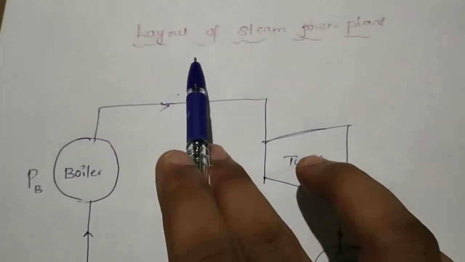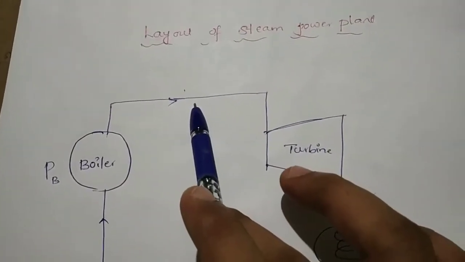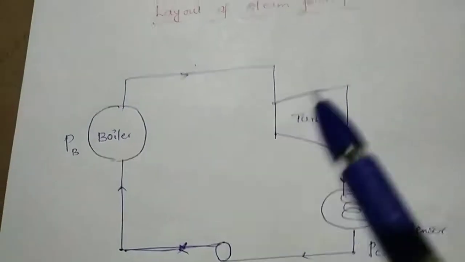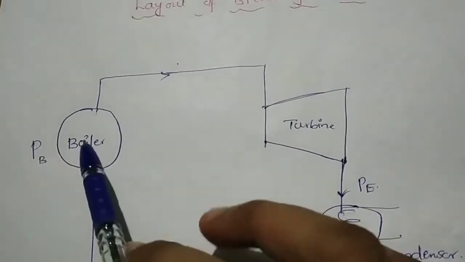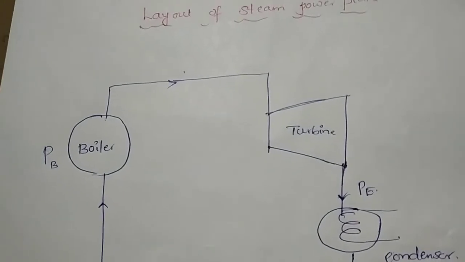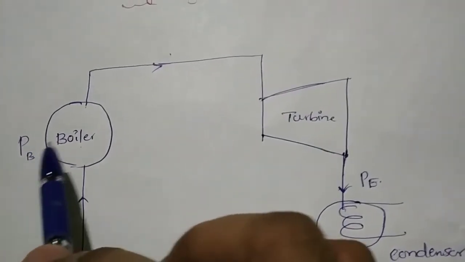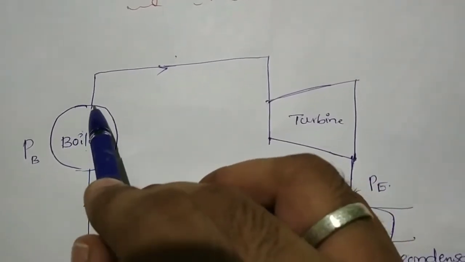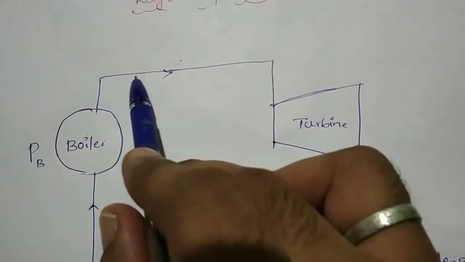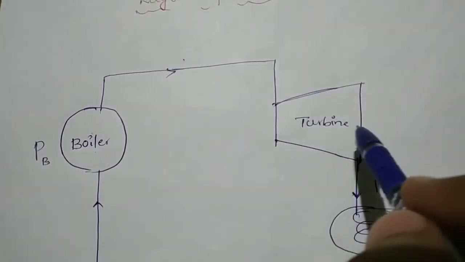Now this is simply a general layout of a steam power plant. Actually, one heat exchanger will be here and another heat exchanger here, but I am explaining simply for the sake of your understanding. Initially the boiler will be there, and the pressure at the boiler is called PB. In the boiler the water is converted into water vapor, having high pressure and high temperature. This high pressure and high temperature steam enters the turbine.